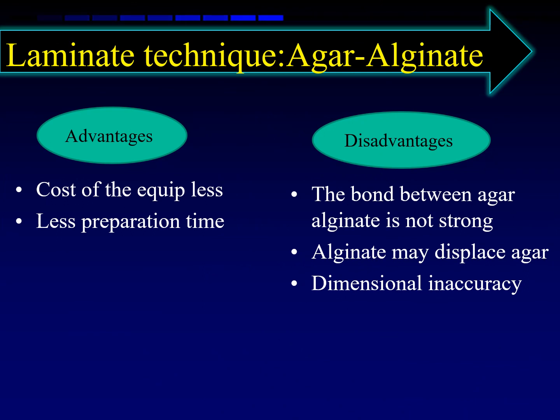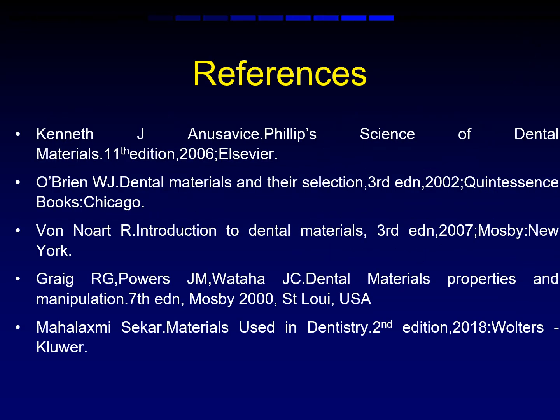In the agar alginate technique, we load the tray with alginate. Over the alginate, we fill it with agar material. This agar material will replicate the fine details. It will form like a thin laminate sheet. Advantages of this technique are that it is cost effective and needs less preparation time. The disadvantages are that the bond between agar and alginate is not strong. Sometimes the alginate may displace the agar. Also, it is a dimensionally inaccurate impression. For further details, you can refer to the following books.